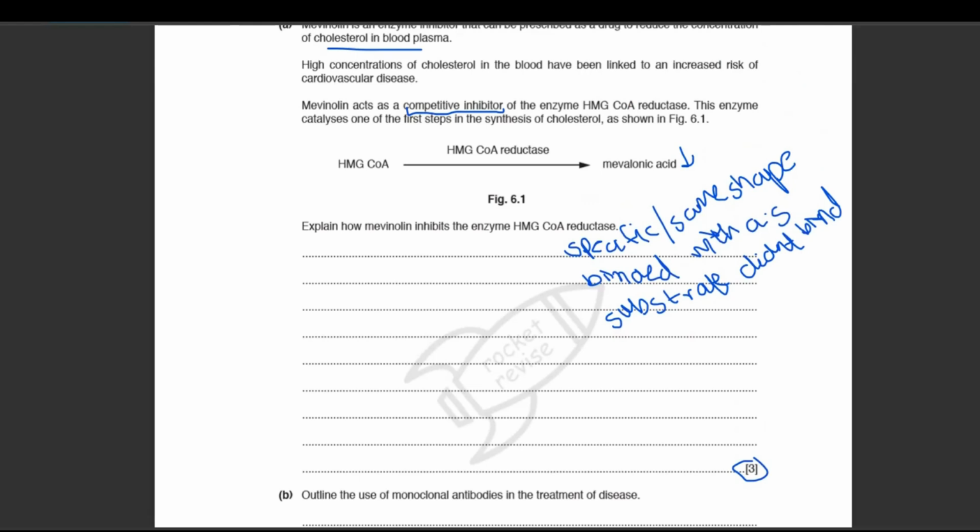Try to use the specific words, because they are only trying to scare you, so do not be scared, just use them. Your enzyme was HMG-CoA reductase. This was your enzyme, and what bound with it? This mevinolin was your inhibitor. It bound with HMG-CoA reductase. It had the specific, same complementary shape with the active site, which resulted in your substrate not being able to bind with the active site, and because of this, the production of mevalonic acid decreased. Okay?